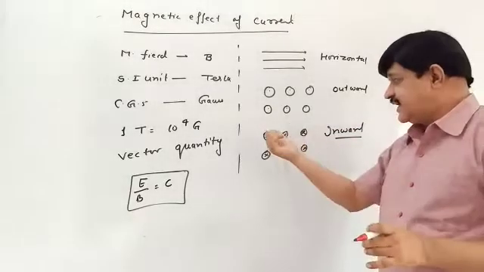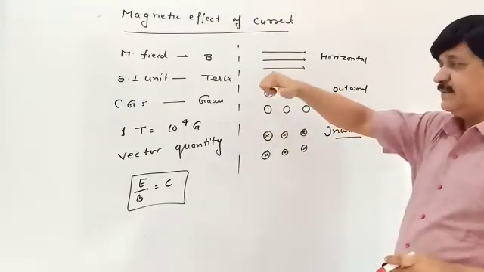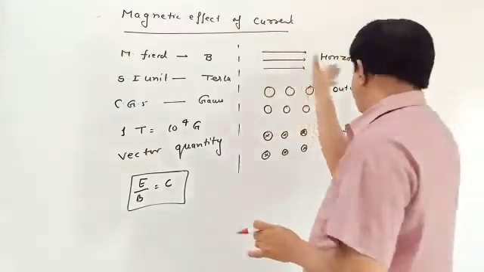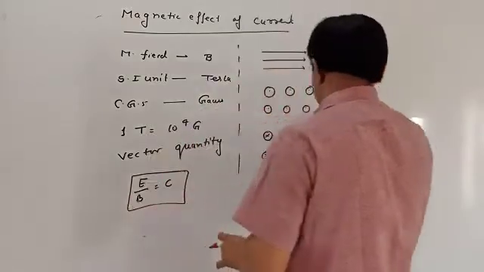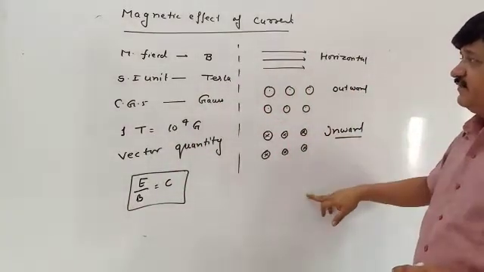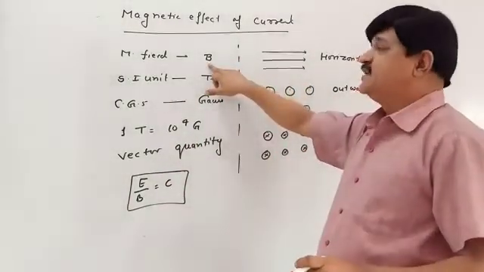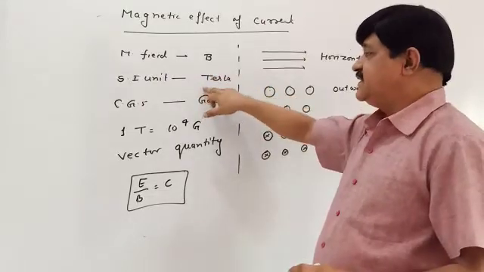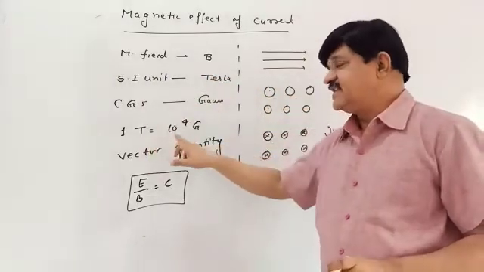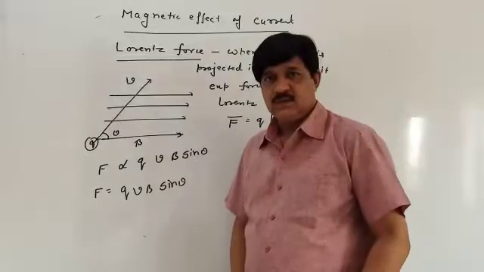Inward means going inside this. Outward magnetic field is coming out from this. Or when you will be representing the horizontal magnetic field, three ways by which you can represent magnetic field. Symbol is B, SI unit is Tesla. 1 Tesla is 10 raised to power 4 Gauss.